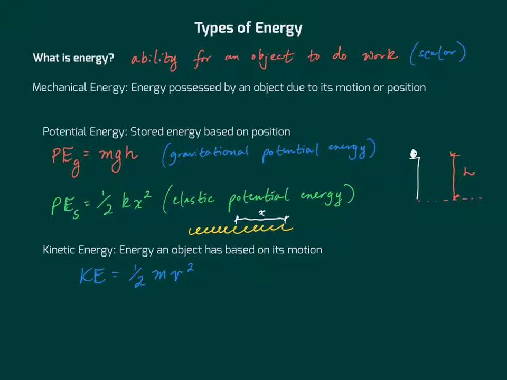Now, a really important thing to note with all of these different types of energy is that the units for energy are joules. Units for energy are joules. It's no coincidence that work and energy have the same units. And tomorrow in class, we're going to be discovering how work and energy are actually connected.